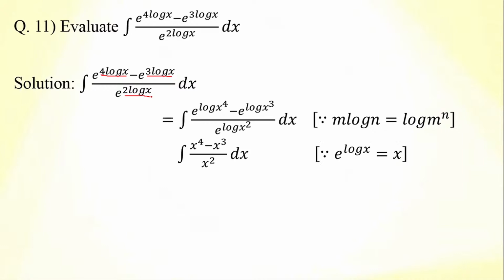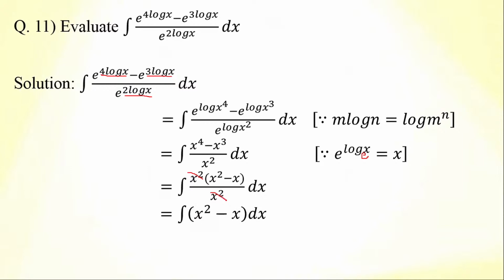And this will make our task easier because e raised to power log x is equal to x. Log to the base e is here. So e raised to power log to the base e will give you the answer x. So this property has been utilized here. So it's going to be x raised to power 4 minus x raised to power 3 divided by x raised to power 2. So you can cancel out this x square like this. And then you have to integrate only x square minus x.